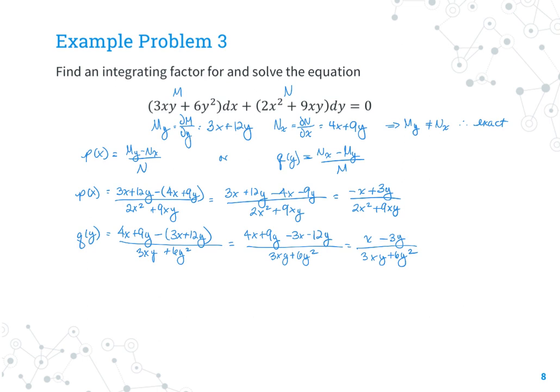Or we end up with x minus 3y over 3xy plus 6y squared. And if we tried to factor out a y or even a 3y, we would still have x minus 2y. So even if we tried to factor it, it's not going to work. So p of x is not independent of, sorry, independent of y. And q of y is not independent of x. So we can't use either one. We can't apply theorem 2.6.1.